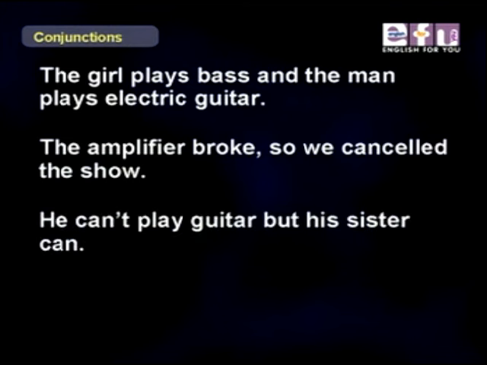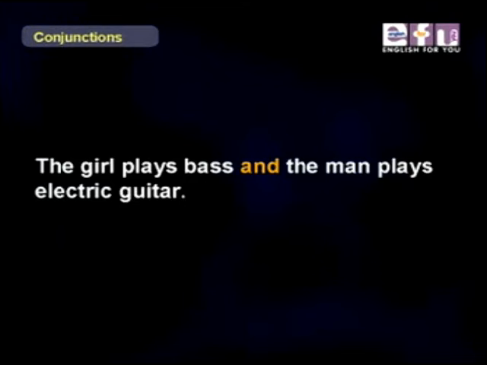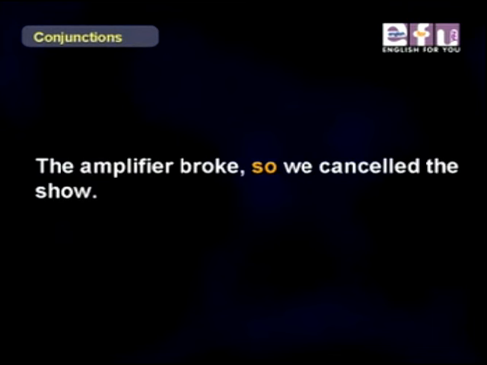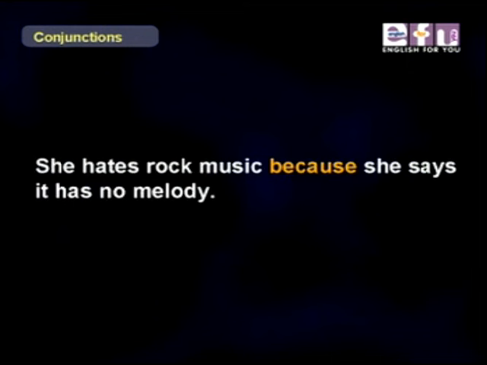Third sentence, he can't play guitar, but his sister can. And the last sentence, she hates rock music because she says it has no melody. In the first sentence, and is the conjunction. And in the second sentence, so is the conjunction. In the third sentence, but is the conjunction. And in the final sentence, the conjunction is because.